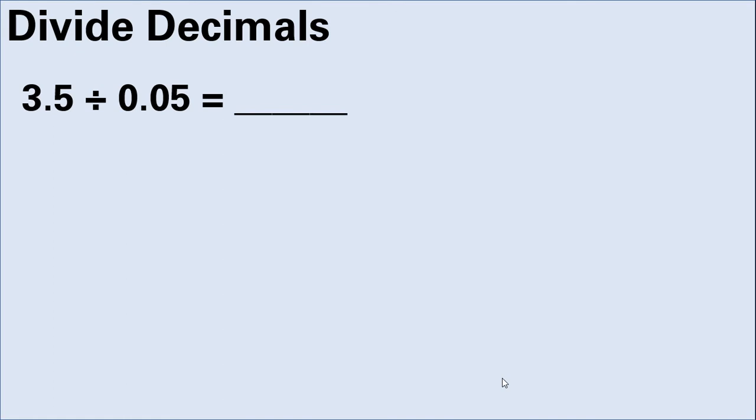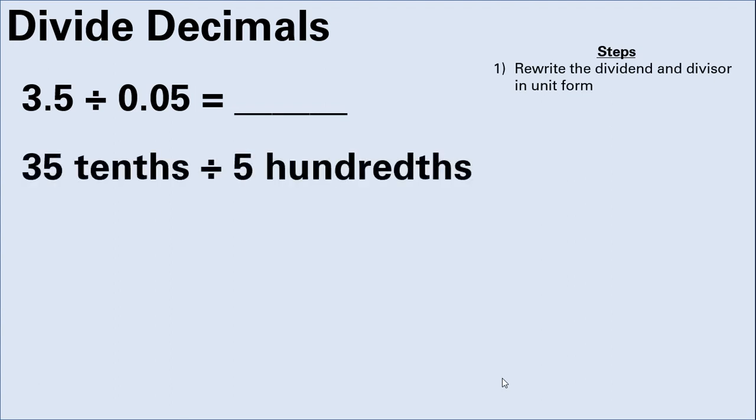Now let's divide 3 and 5 tenths divided by 5 hundredths. The first thing we're going to do is rewrite the dividend and divisor in unit form. Here we have 35 tenths because the 5 is in the tenths place, divided by 5 hundredths because the 5 is in the hundredths place.